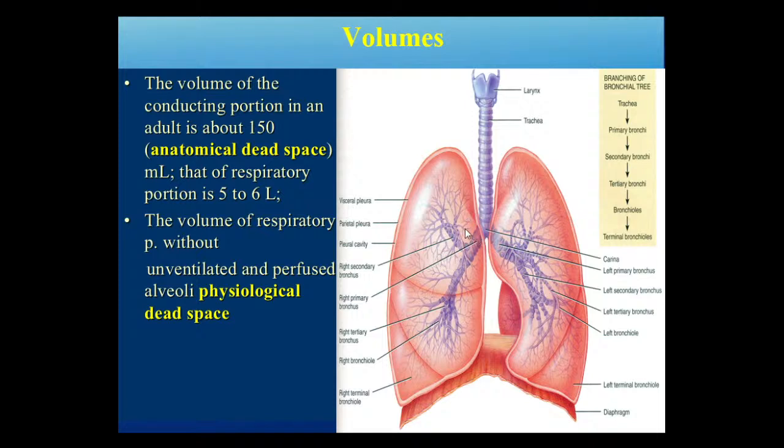In accordance with these functional portions of the respiratory system, we differentiate spaces of air in the respiratory system. The volume of the conducting portion in an adult is approximately 150 milliliters, and this space we call anatomical dead space, because here we don't have gas exchange. And the respiratory portion includes much more air. It may be 5 to 6 liters.